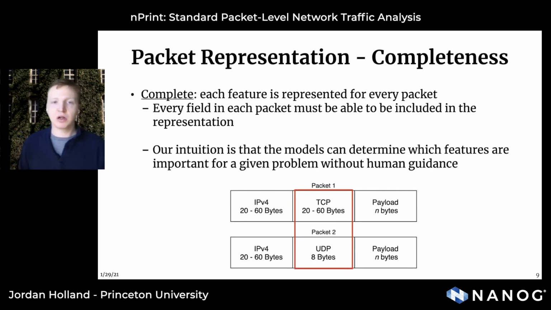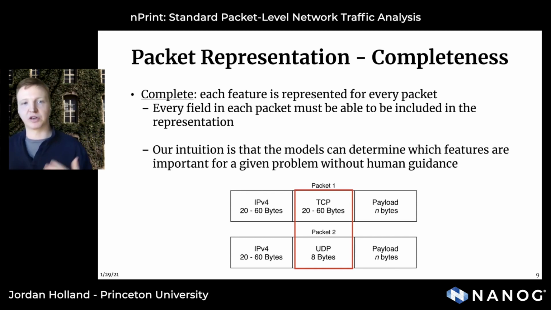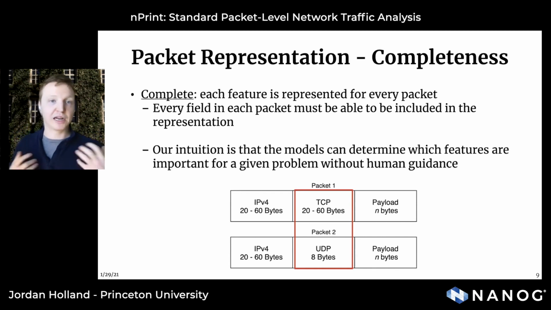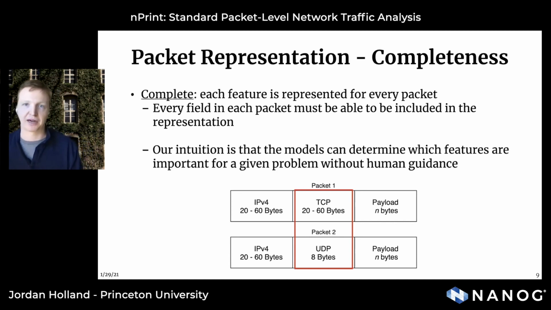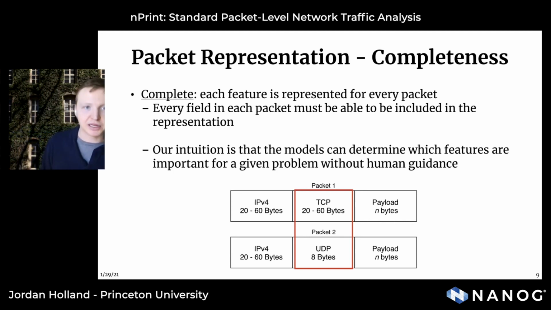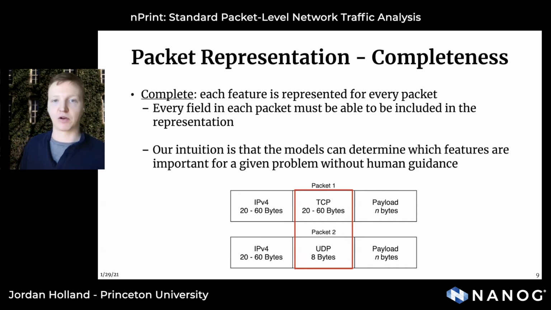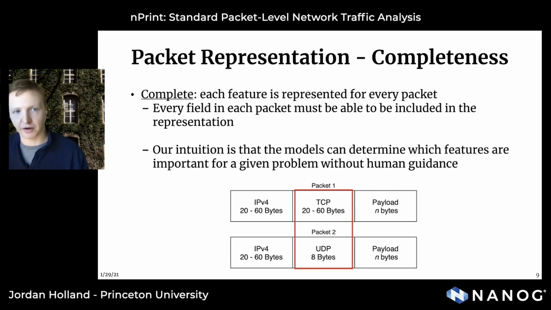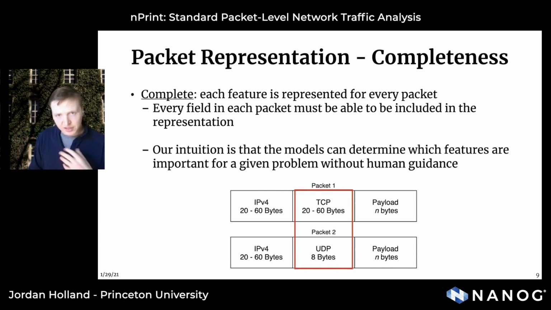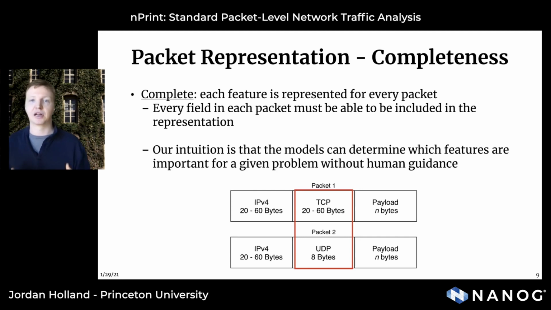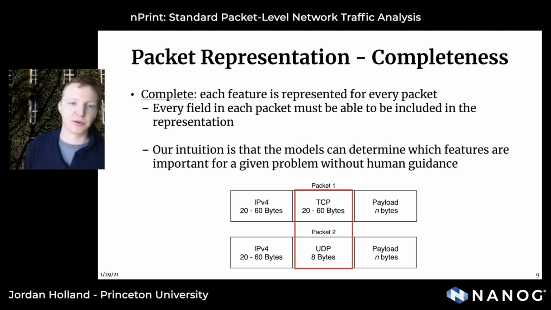So I'm going to go through them all, and so we'll go through each one individually. So first, we want any standard data representation for a packet to be complete. And completeness is this idea that each feature or every bit of every packet can be represented to the classifier. And this means that every field for each packet needs to be able to be included in a standard data representation.